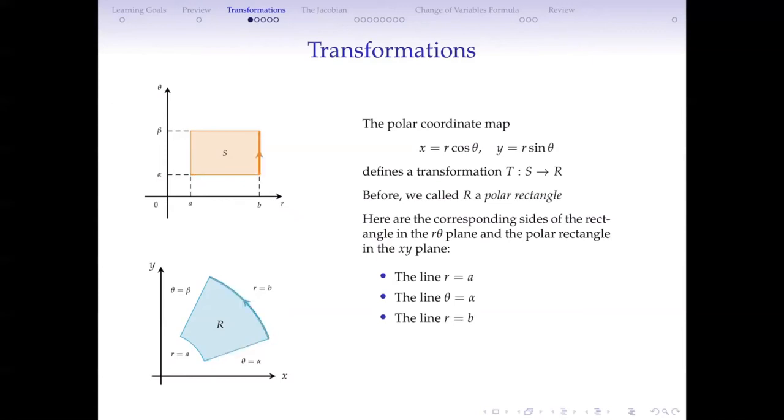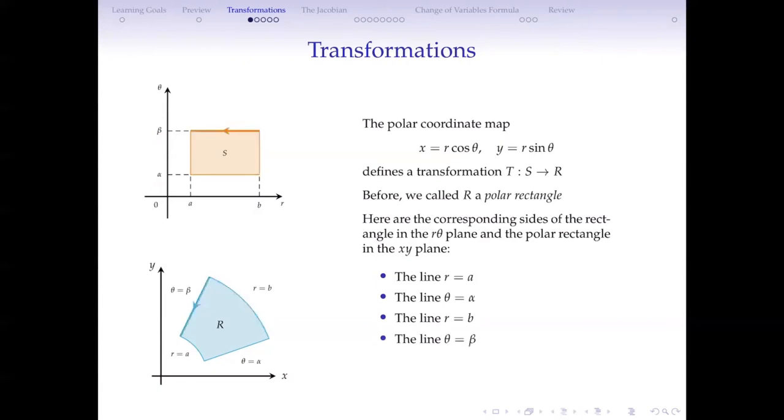Thirdly, as we traverse this side of the rectangle in the r and theta plane, what happens in the x and y plane? Well, let's see. So r is fixed at b, but theta is going from alpha to beta. So that means we're traversing this side of the polar rectangle.